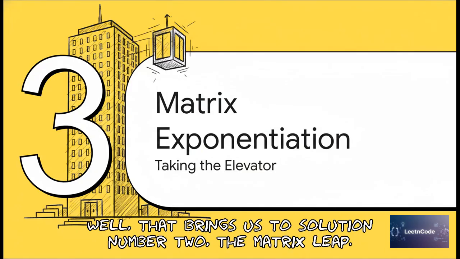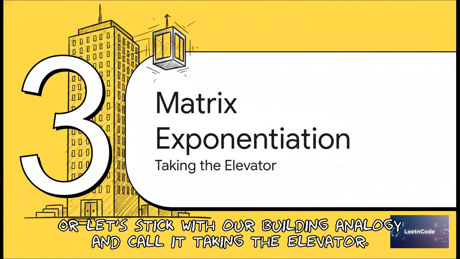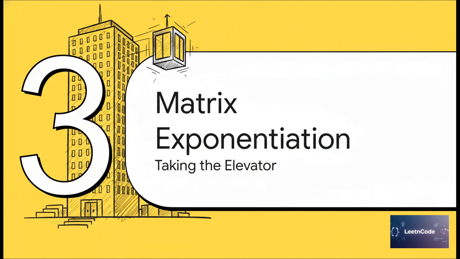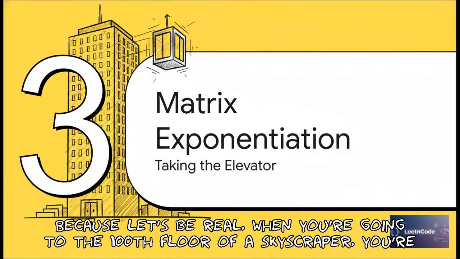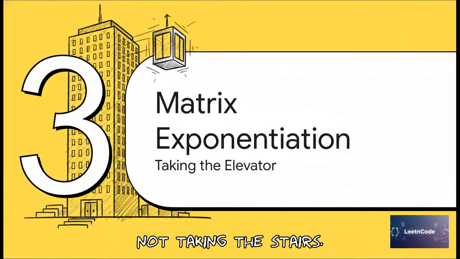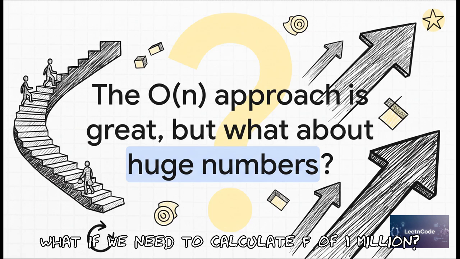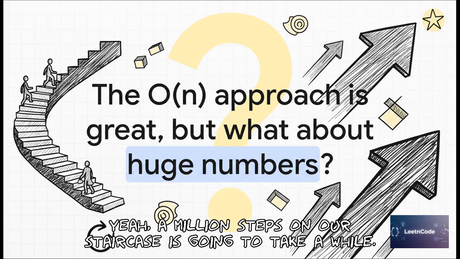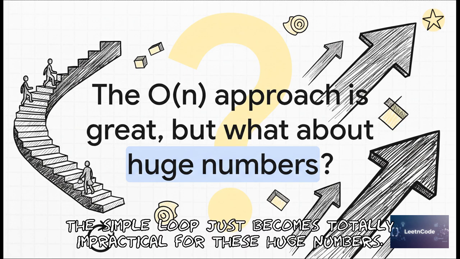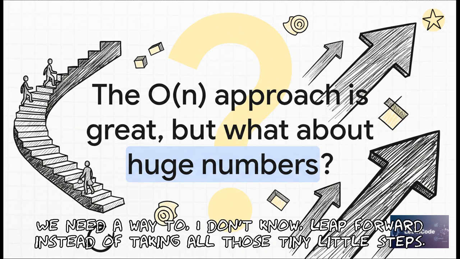Well, that brings us to solution number 2, the matrix leap. Or let's stick with our building analogy and call it taking the elevator. Because let's be real, when you're going to the 100th floor of a skyscraper, you're not taking the stairs. I mean, think about it. What if we need to calculate f of 1 million? Yeah, 1 million steps on our staircase is going to take a while. The simple loop just becomes totally impractical for these huge numbers. We need a way to leap forward instead of taking all those tiny little steps.